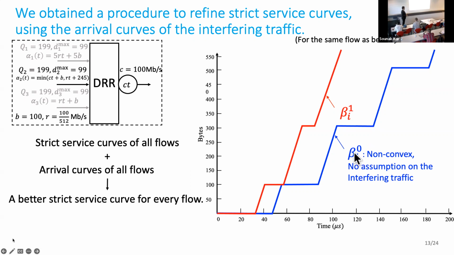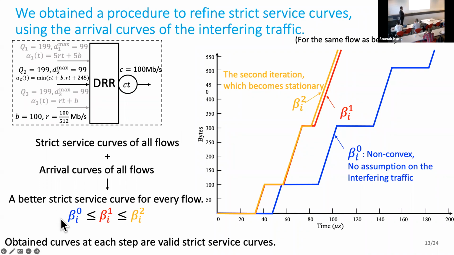Here for flow I will obtain the red curve, a much better strict service curve. Now that I have a collection of better strict service curves for all flows, I can yet again apply our mapping. By doing that, I again obtain a better strict service curve for every flow. For flow I will obtain the yellow curve. In this example, in the second iteration, the service curve of all flows becomes stationary.